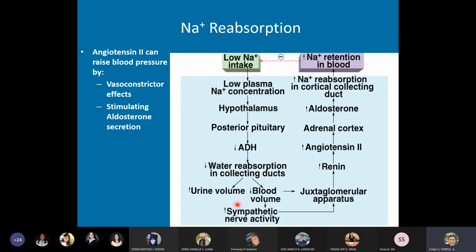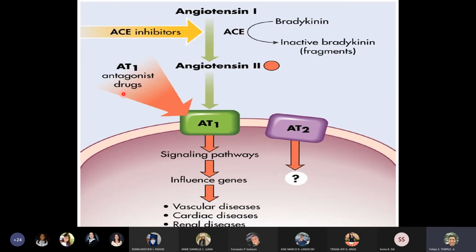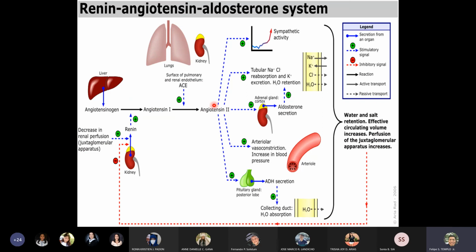Okay, so take note here, angiotensin 2 itself is a vasoconstrictor. So it can actually increase your blood pressure without the need of aldosterone. Remember, because it is in itself a constrictor already. So take note here, angiotensin 2 has different mechanisms.